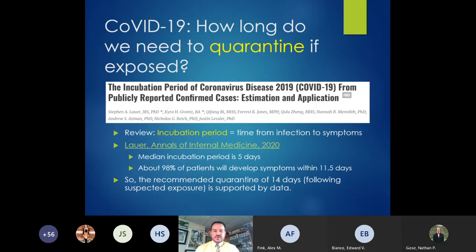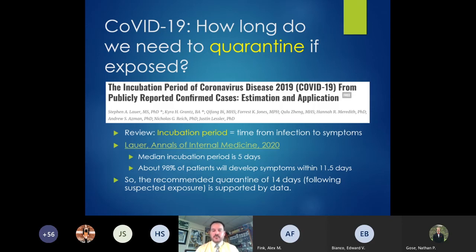Now, when you expand that out, how long is it possible that this incubation period stretches out? Their data indicated that about 98% of patients will develop symptoms within 11 and a half days. So even extending it out, about 98% of people are showing symptoms within 11 and a half days. What this tells us is that the current recommended quarantine of 14 days, if you believe you've been exposed or if you're in an area where there is a significant number of people infected, the self-quarantine should be 14 days, and that should cover the incubation period.